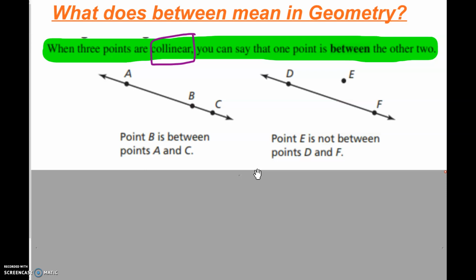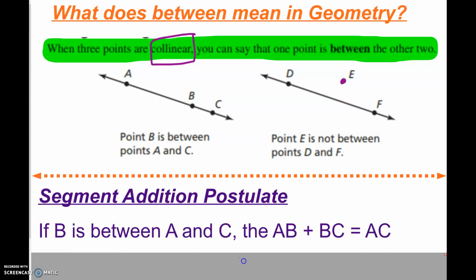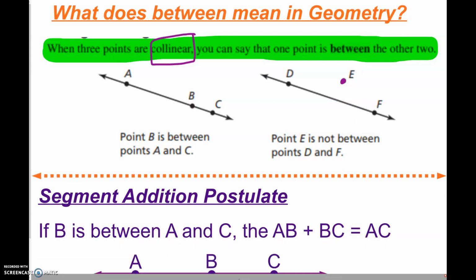Whereas if you look at the second line, we've got D, E, and F, and E is not collinear with D and F, so we do not say that it is between. To be between, we have to be talking about collinear. All right, the main big thing from today that we're going to be using is the segment addition postulate.